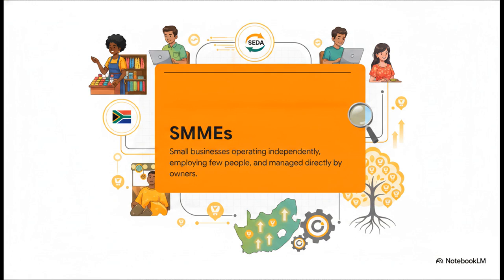Now, you've also got to know about SMMEs. That stands for small, medium, and micro enterprises. Basically, these are your smaller, independent businesses, run directly by the owners, usually with just a handful of employees. Why do they matter here? Because they are absolute grassroots job creators. The government targets them for specific support because, let's be honest, these guys face massive hurdles and a real lack of capital when starting out. Agencies like CETA step in to provide the training and financial backing they desperately need to drive localized economic growth.